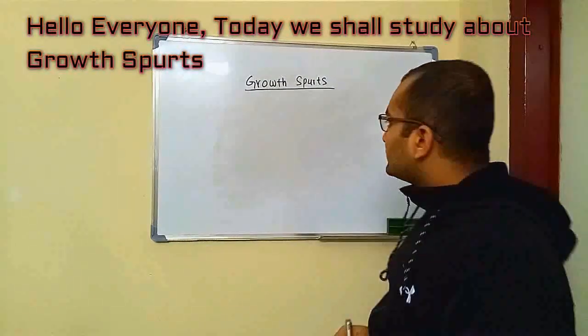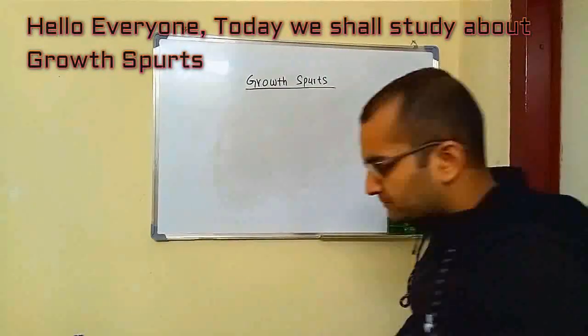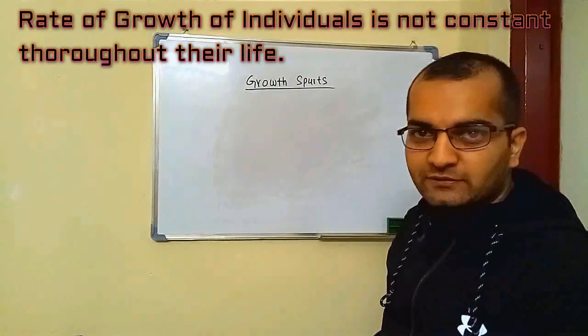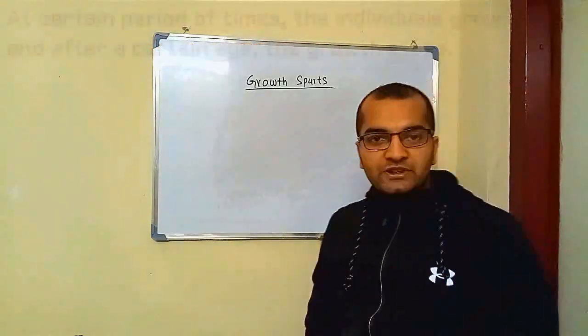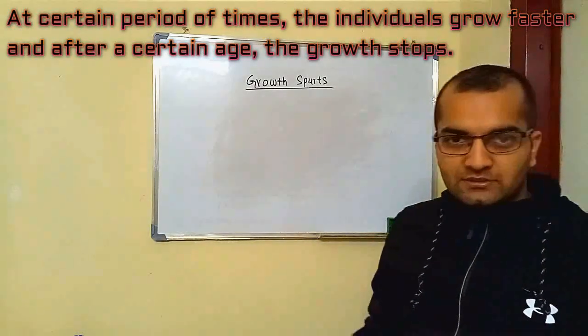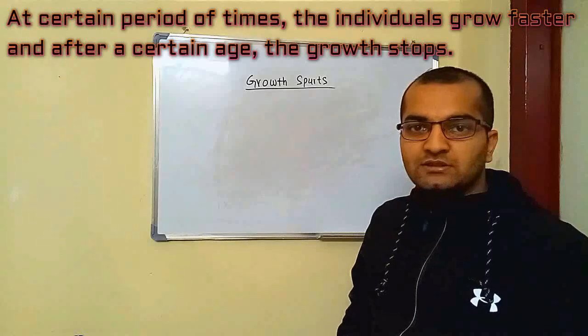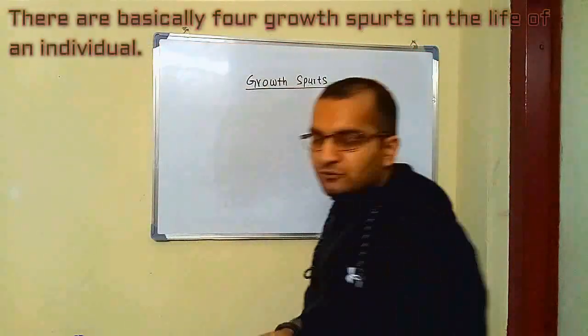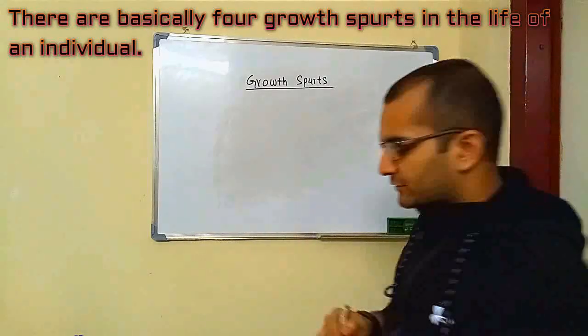Hello everyone. Today we shall study about growth spurts. Rate of growth of an individual is not constant throughout their life. At certain periods of time, individuals grow faster, and after a certain age, the growth stops. There are basically four growth spurts in the life of a human.